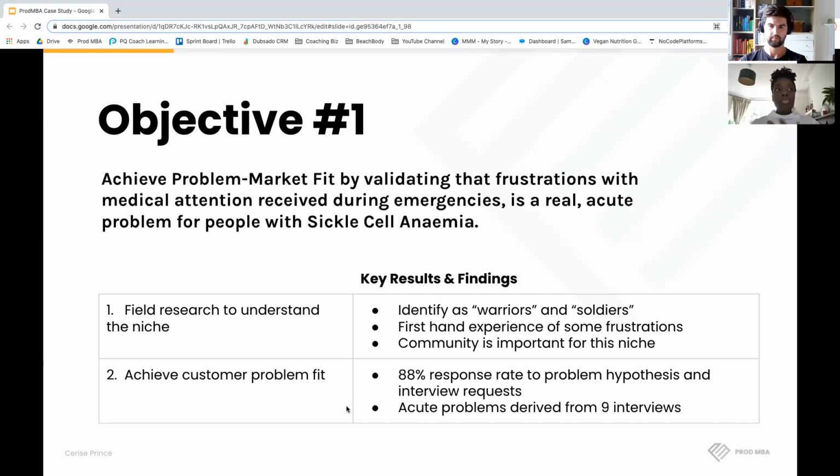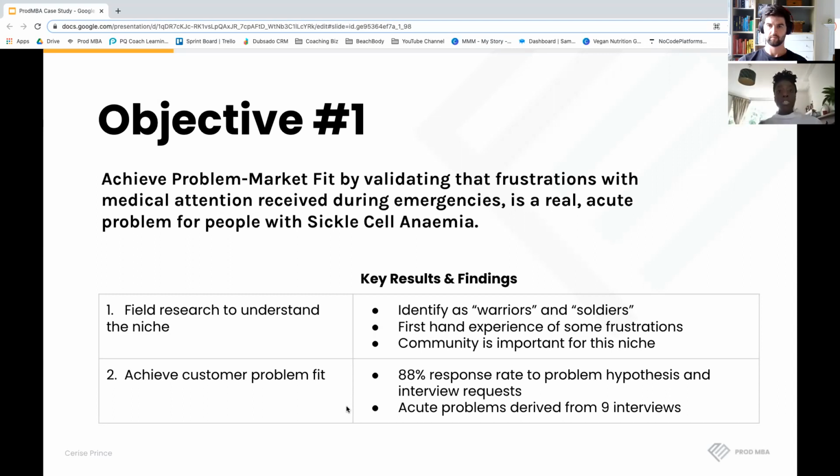So I did field research, going onto blogs, Instagram, forums where people would talk in their natural environment and really see what emotions they were evoking, how they identified. From that I learned that they identify as warriors and soldiers who are fighting their condition day to day. And I actually experienced firsthand with the healthcare system some of the things that they were alluding to as well. And I learned that community is very important for them.